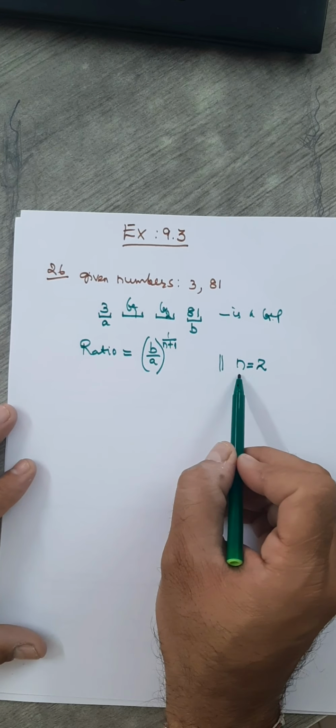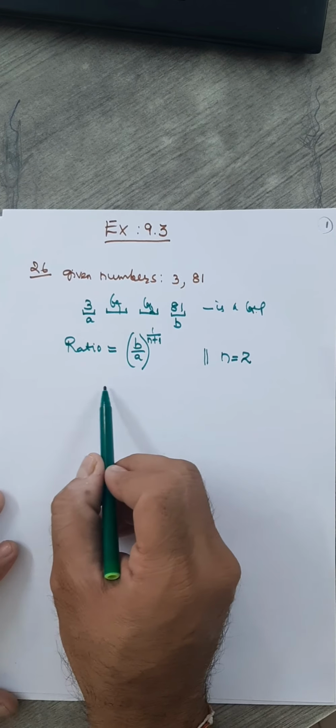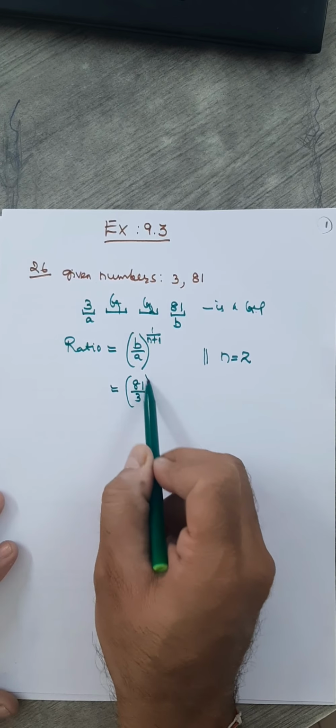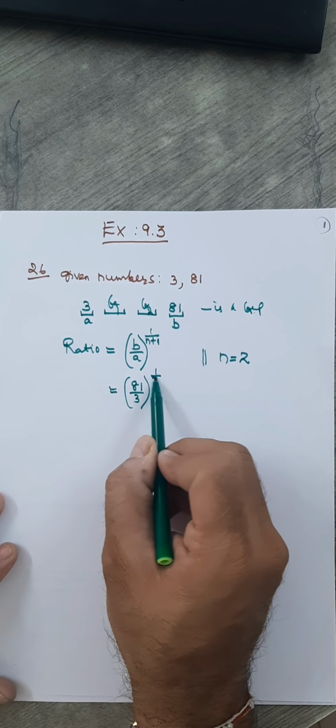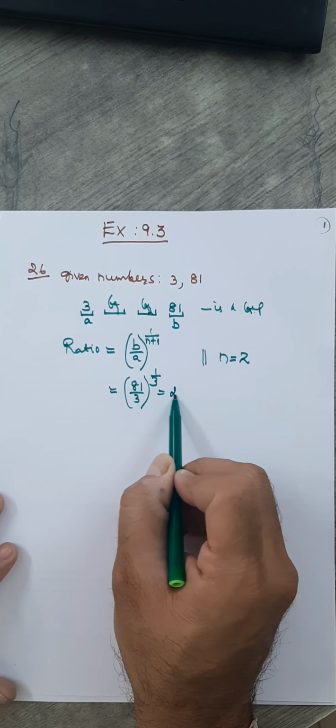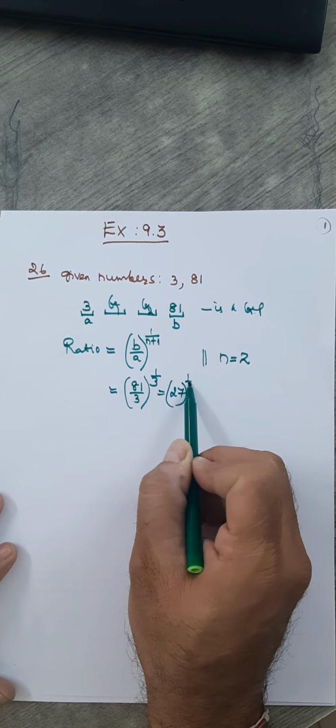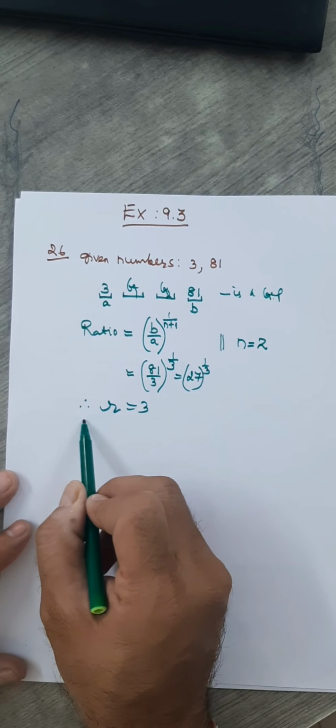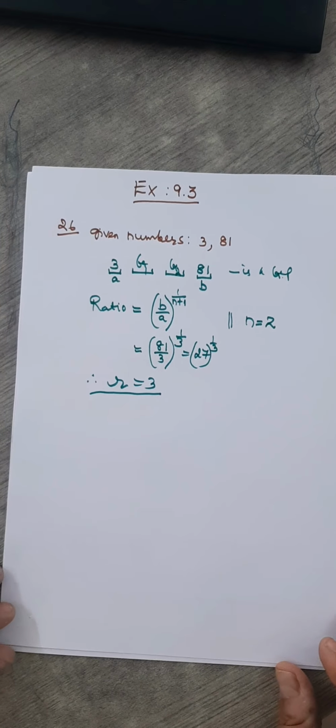Find what is n here, that is the number of terms you want to insert. How many terms you want to insert? 2. So n is 2. Now just place the value. So 81 by 3 raised to, what will we get here? 1 by 3. This is 27 raised to 1 by 3. So this is just 3. Therefore common ratio equals 3. R equals 3.